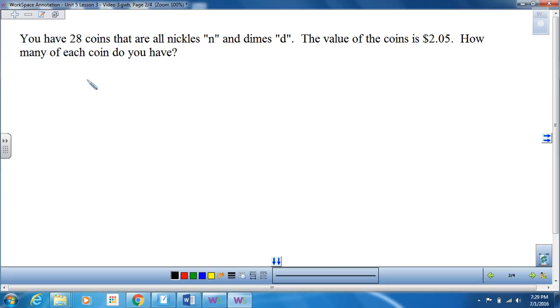Okay, so you have 28 coins that are all nickels and dimes. The value of the coins is $2.05. How many of each coin do you have? Okay, so our variables is what we need to define first, and that comes from the question. So how many of each coin do you have? So I want to know the number of nickels, and I want to know the number of dimes.